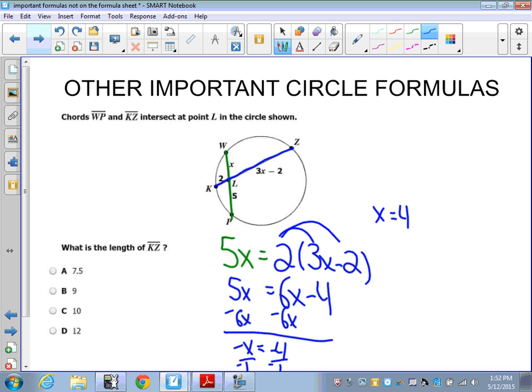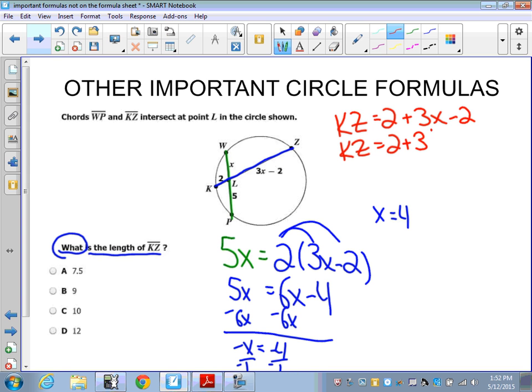So it says, what is the length of KZ? So we might be wondering why 4 is not there. It's because it shouldn't be there. KZ is equal to 2 times 3x minus 2. So KZ is equal to 2 times 3 times 4 minus 2. I'm substituting the 4 in for x. Whenever we do this, we get 12.